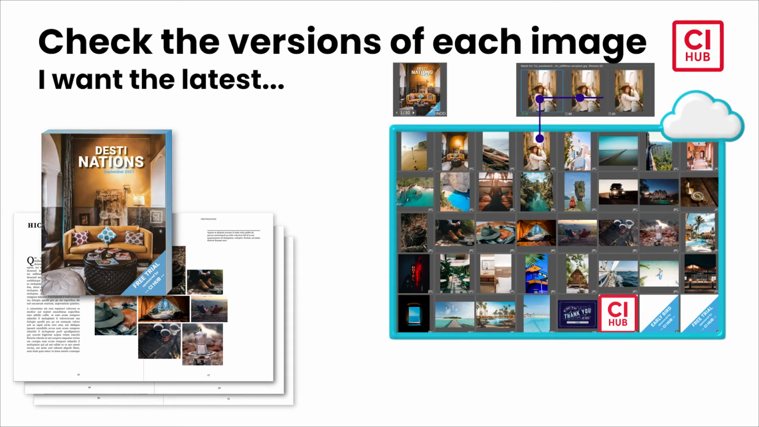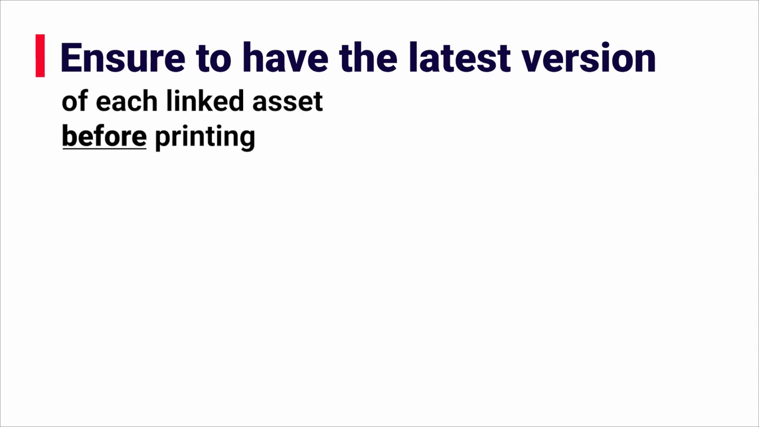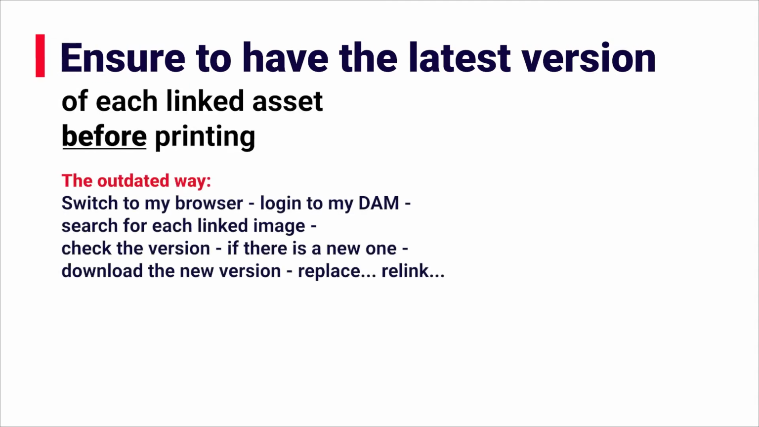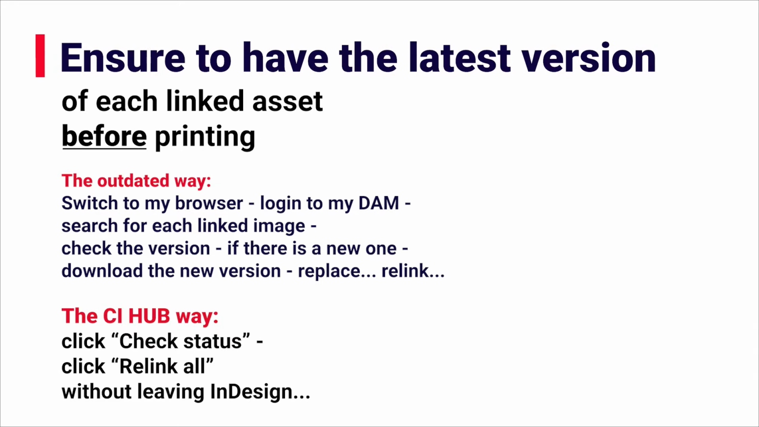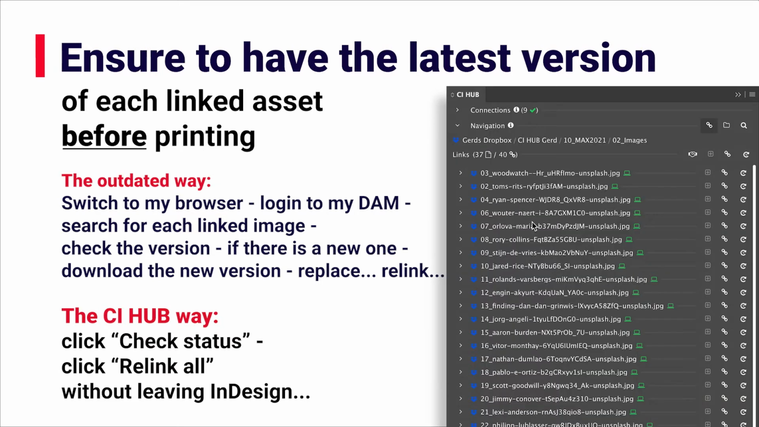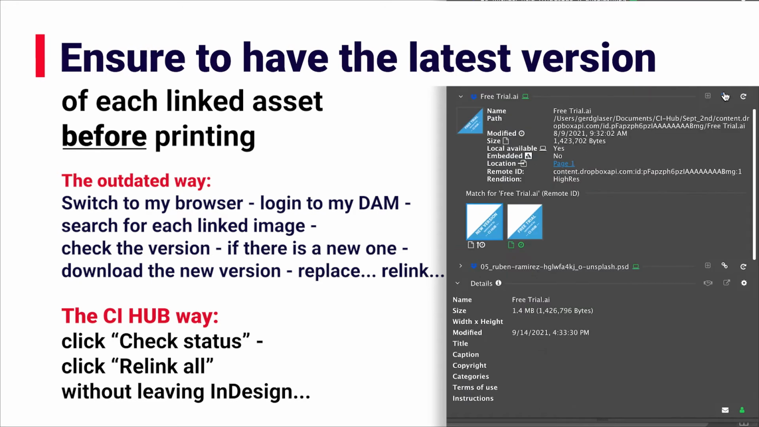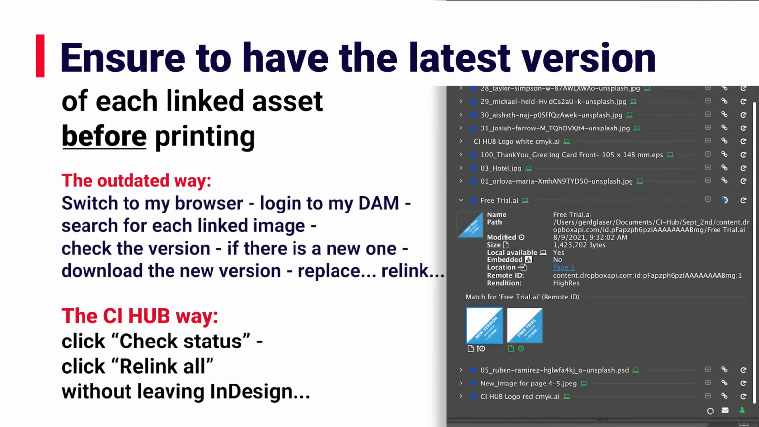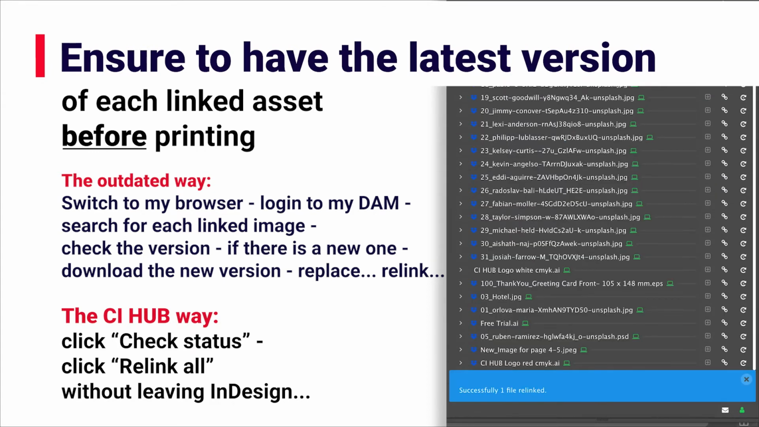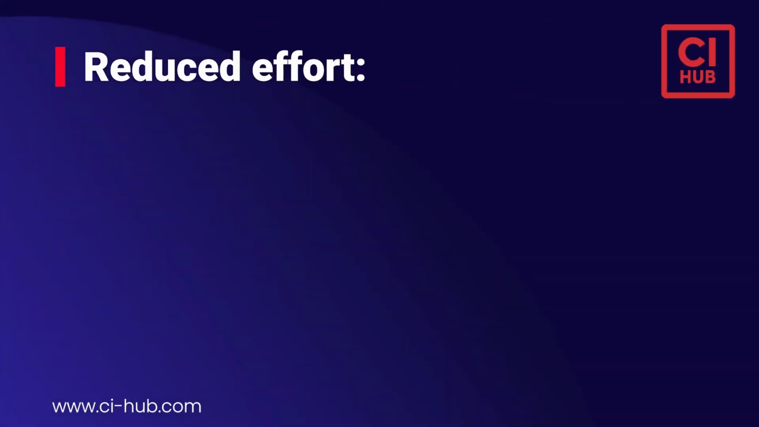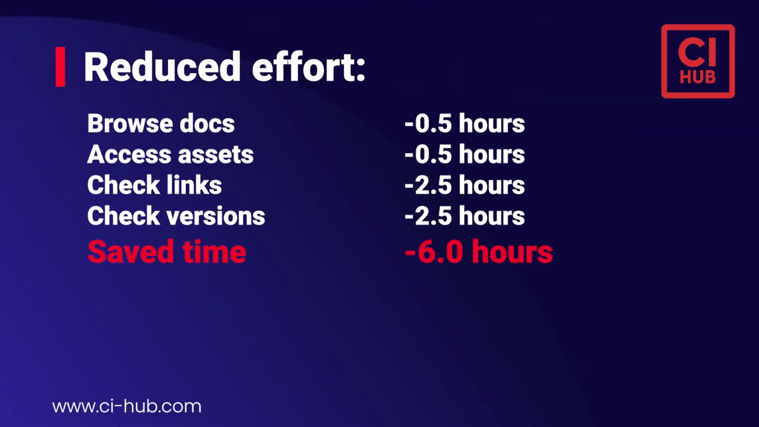Now I have to check the versions of each image because I want to have the latest version. So the outdated way would be switch to my browser, log into my DAM, search for each linked image, check the version, and if there's a new one, download the new version, replace, relink, and so on. The CI Hub way is click check status and relink all. That's it. So up to here we have saved a total of 6 hours.